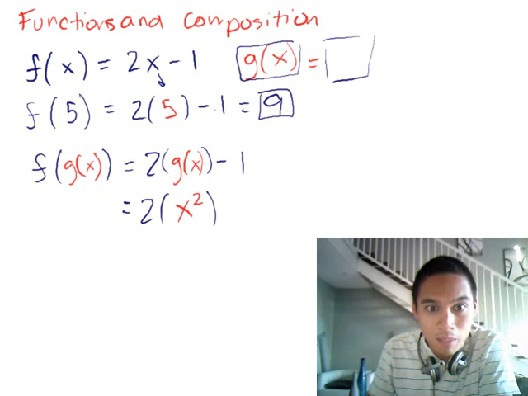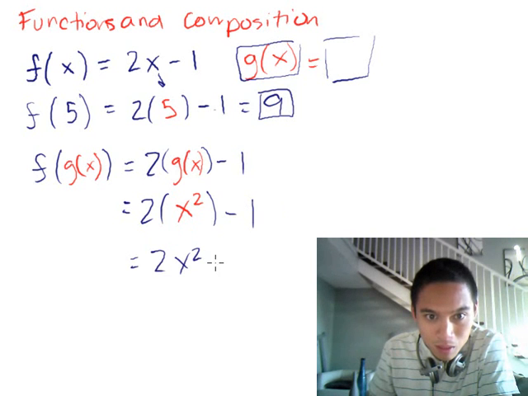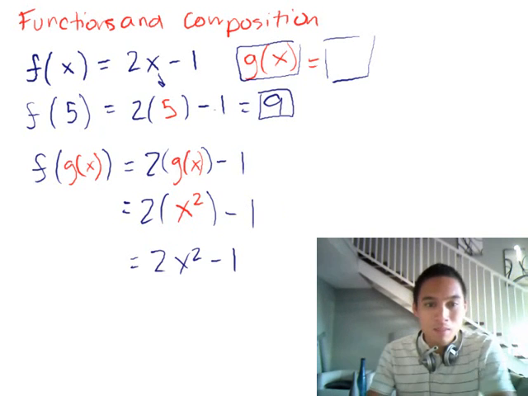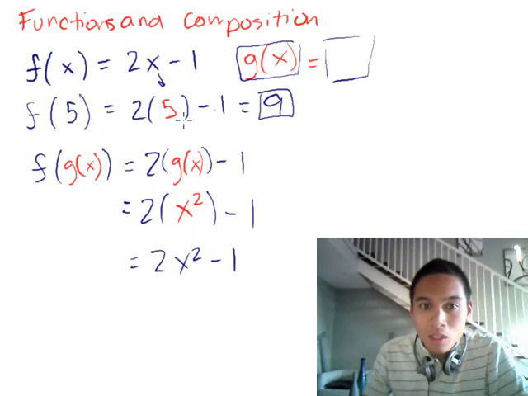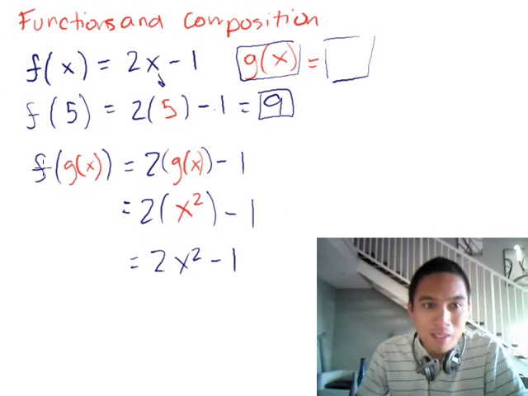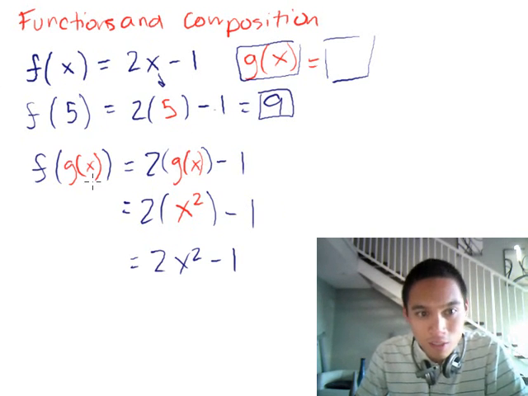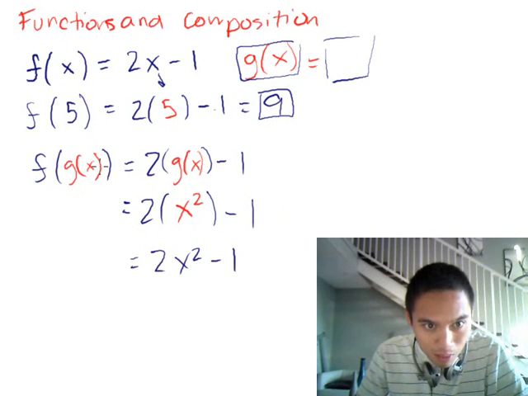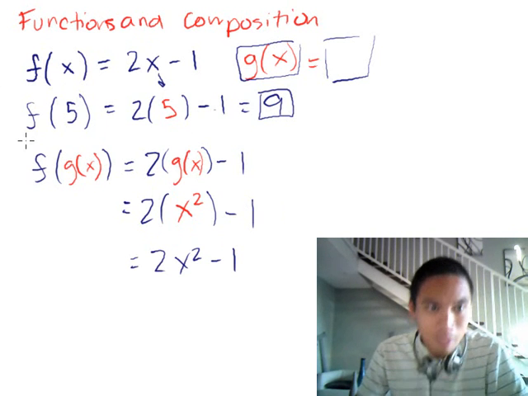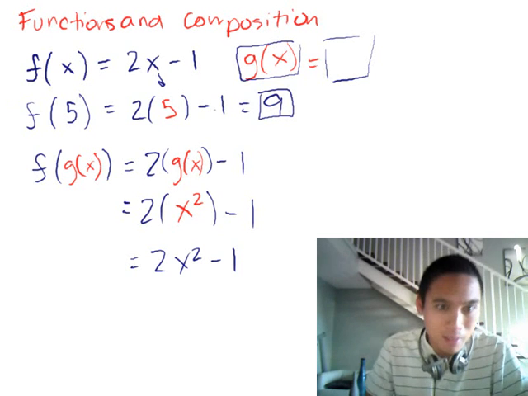And then we're going to have minus 1. So it's g of x minus 1. Which now if I just simplify this, this is just going to be 2 times x squared minus 1. And there's my answer. Alright, but that was when I took the composition of f of g of x, meaning I'm substituting my g function into my f. But what if we did it the other way around?